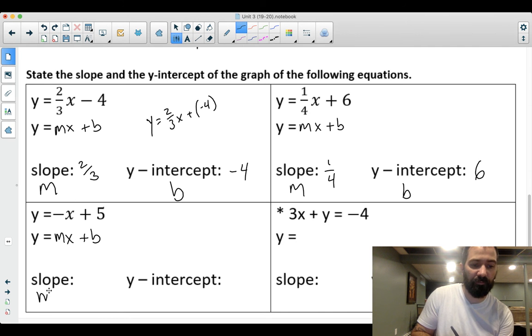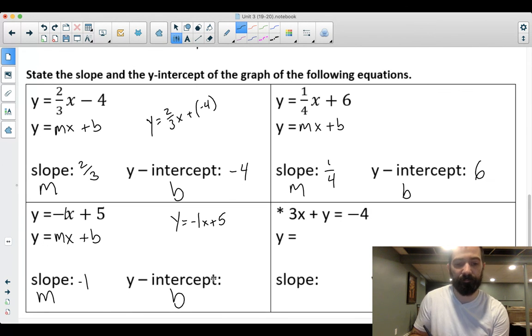Okay. Keep going. Try to figure this one out before I do it. Pause the video. What is your slope? What is your y-intercept? So it's a little confusing because we have a negative x. Well, that can be written as -1x plus 5. So our slope ends up being -1. Remember, there's an invisible 1 right there. And our y-intercept is +5.